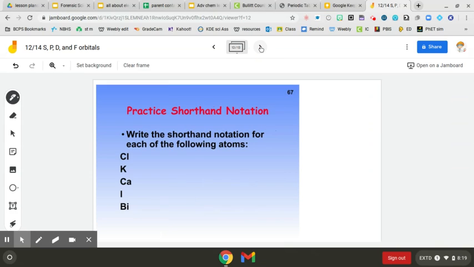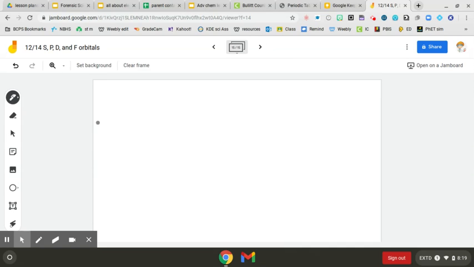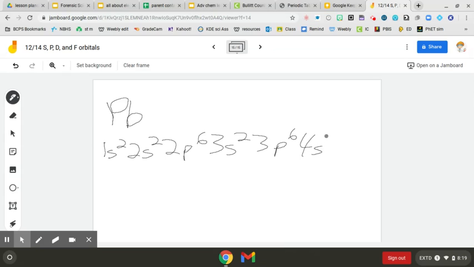I'm going to get a new slide just to give me some more space. So Pb. Okay. And then we've got 3d10. After 3d10, remember we're not done with level 4, so we go 4p6. And now after 4p, I go to level 5, so I have 5s2. And then again, we're at the D block, so I'm going to do 4d, and there'll be 10 of those.